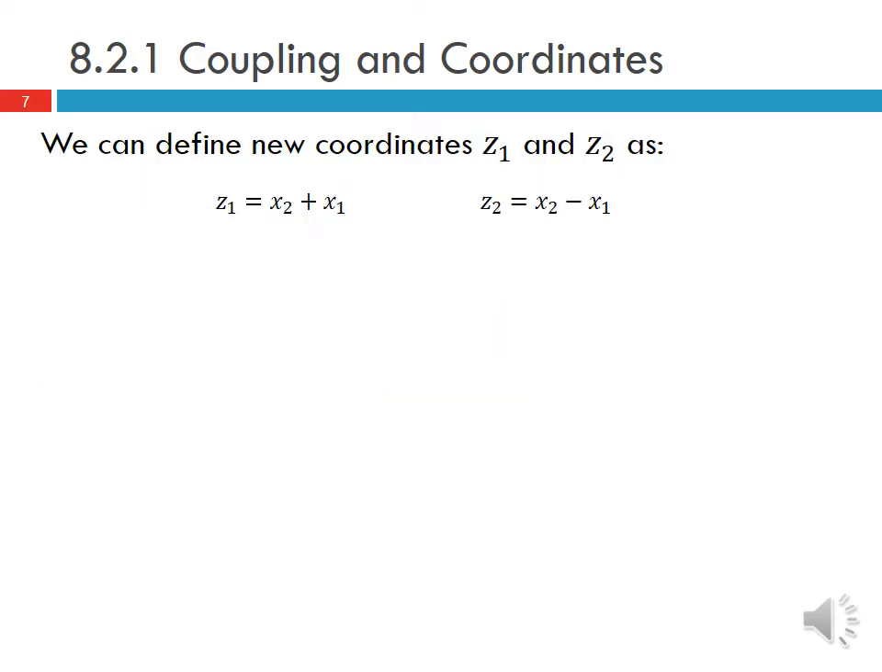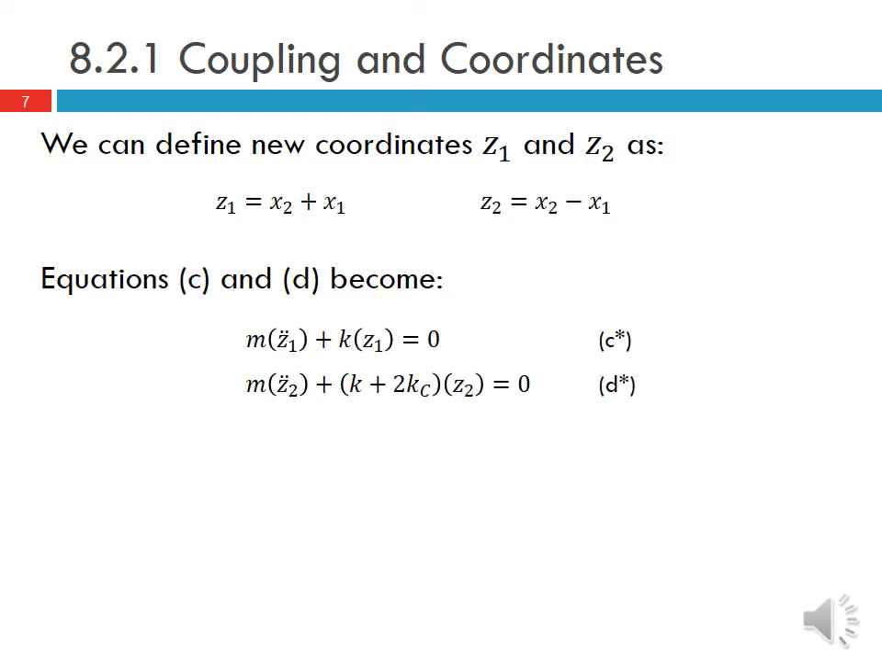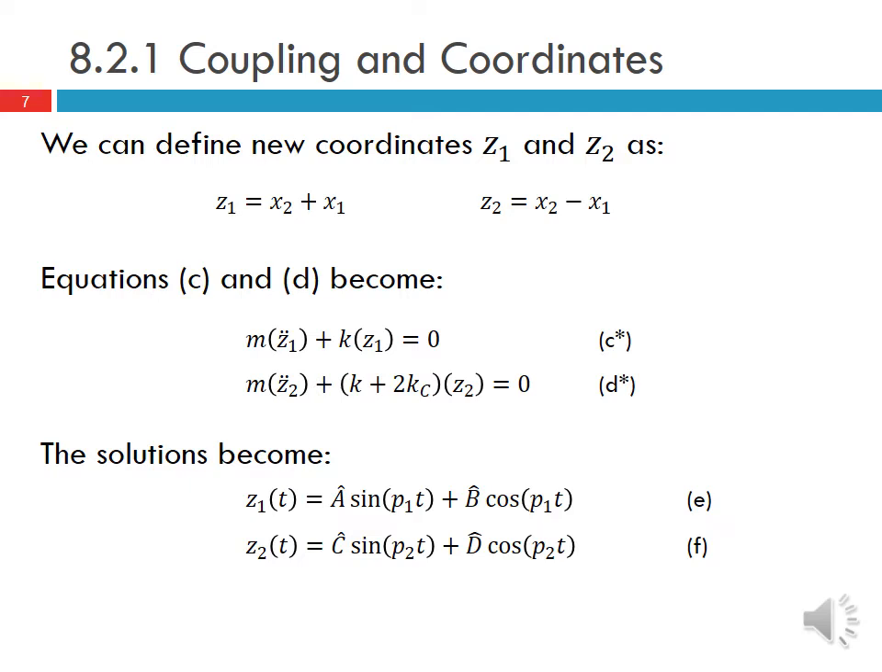Now we can define new coordinates z1 and z2 such that z1 is equal to x2 plus x1 and z2 is equal to x2 minus x1. Now our equations C and D become these equations shown here. And you can see that these are uncoupled. So now in equation C star, I only have z1 appearing, and in equation D star, I only have z2 appearing. So I can write down the solutions directly, as we can see here.